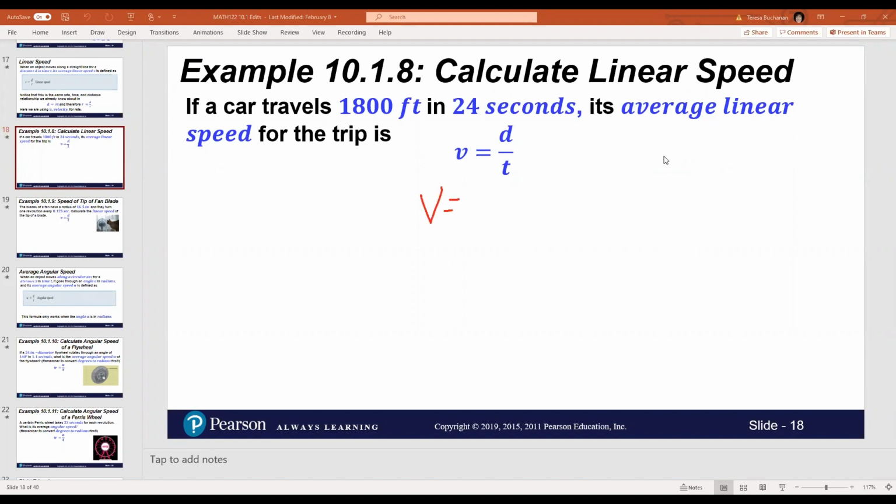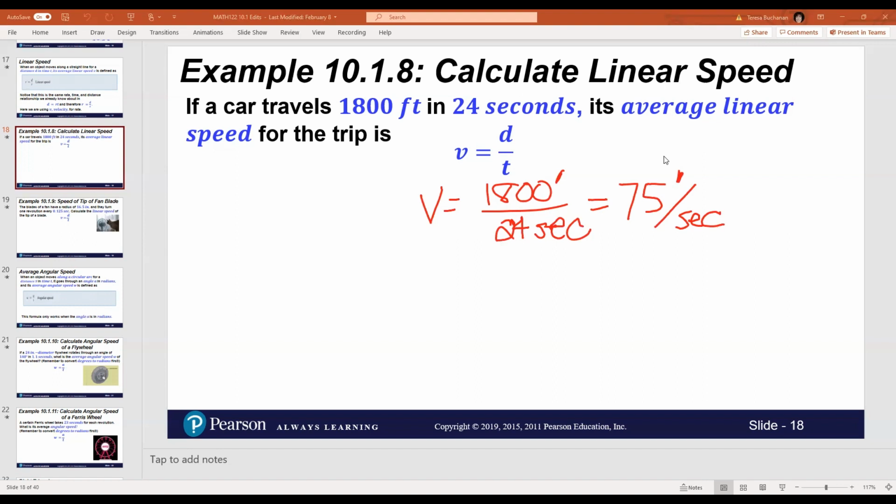So velocity is equal to the 1,800 feet. Now it is important to pay attention to the units here because this is not miles per hour. The measurement here is going to come out in feet per second: 1,800 feet by 24 seconds. So 1,800 divided by the 24 is 75 feet per second, 75 feet per second.